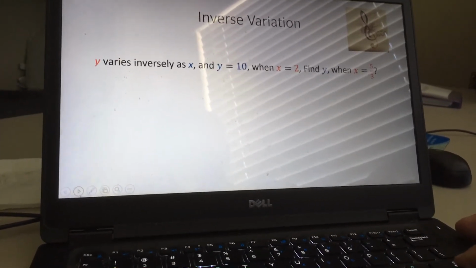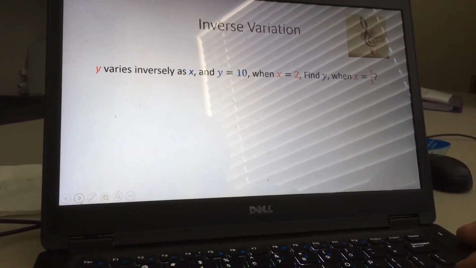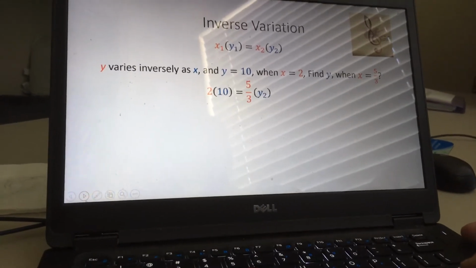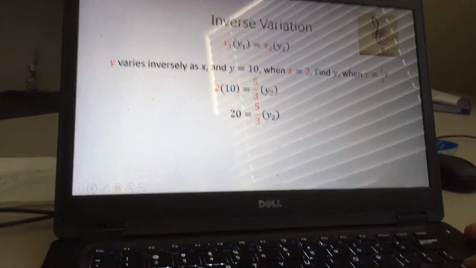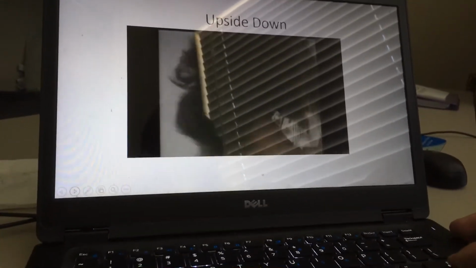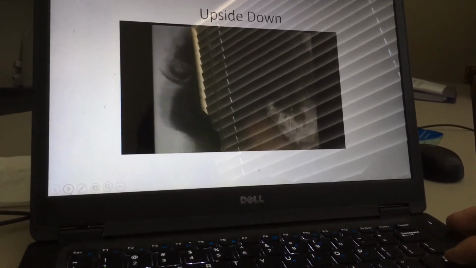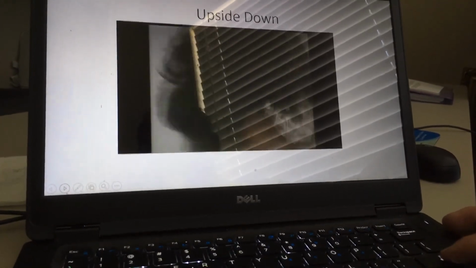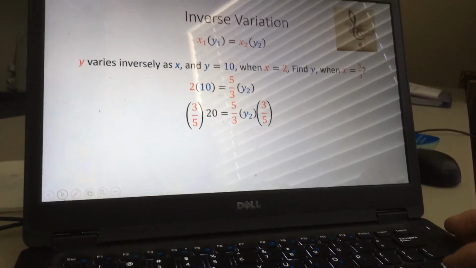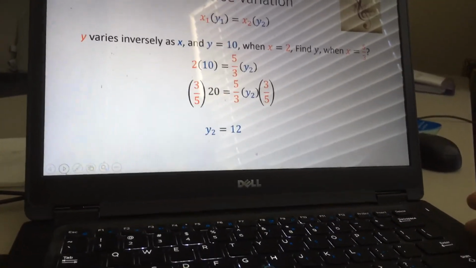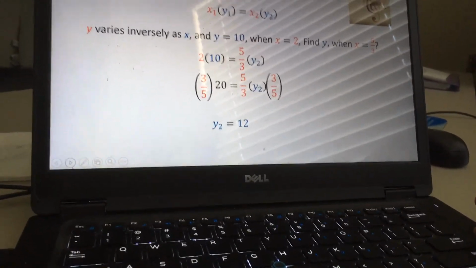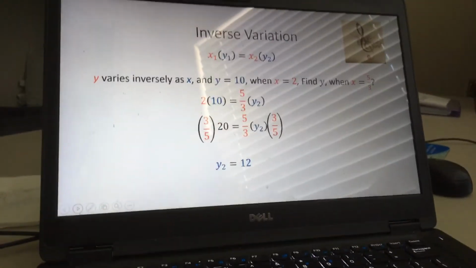And let's do one more of these. Again, it varies inversely. So it's 2 times 10, which is 20, and I'm going to divide by 5/3. But how do you divide fractions? Upside down, upside down, upside down. Basically multiply by the reciprocal, 3/5. If you take 3 times 20, that's 60, divided by 5 is 12.